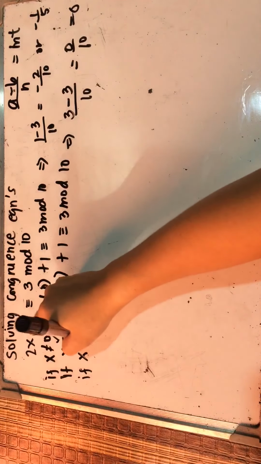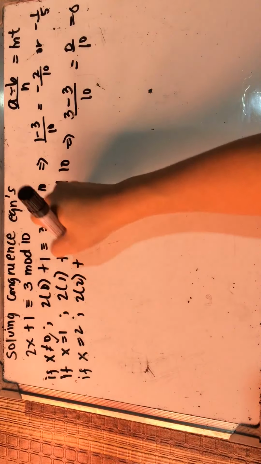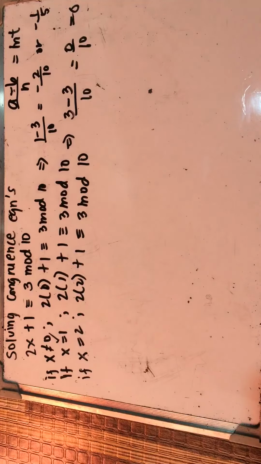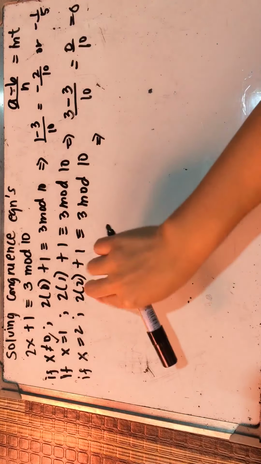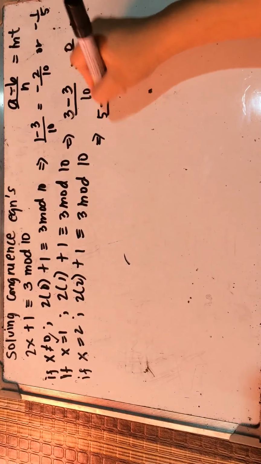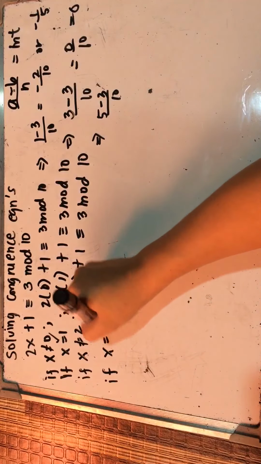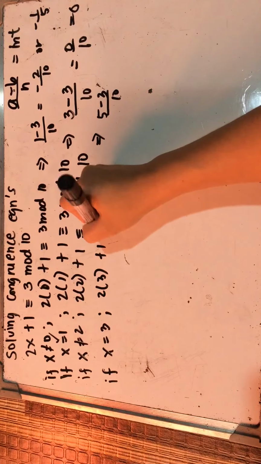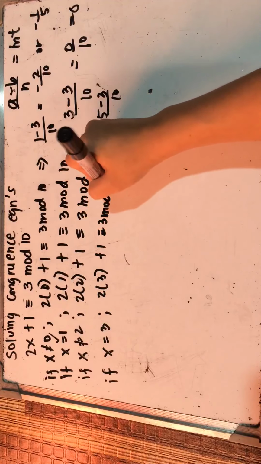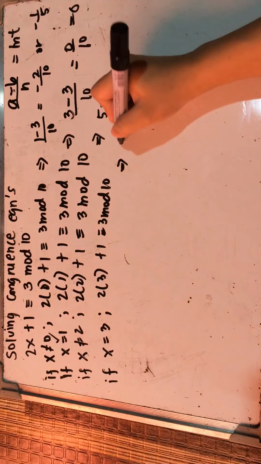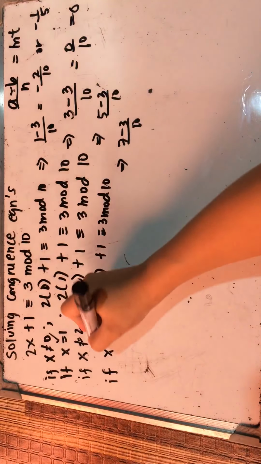If x is equal to 2, so 2 times 2 plus 1 is congruent to 3 modulo 10. Ayan, so we have, pwedeng ito yung gamitin nyo. So, ganyang method. So, itutuloy nyo lang ng itutuloy. 4, 5 minus 3 over 10. So, kita na naman na hindi siya solution. If x is equal to 3, 2 times 3 plus 1 congruent to 3 modulo 10. So, ito ay 6, 7 minus 3 over 10. So, kita na din na hindi solution.